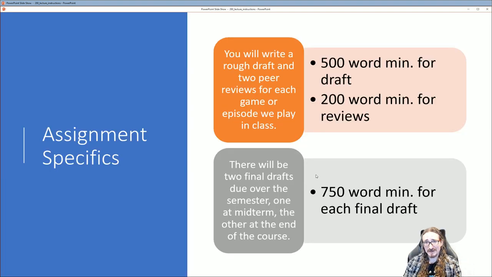The specifics of the assignments. As I said, every time you play one of these games or episodes, you'll do a rough draft. By rough, I mean try to make it grammatically correct and coherent, but I'm not really going to be in there trying to copy edit these things. I'm looking mainly for that you put the thought into this, that you've done the reflection, that you played the game in question. I'm looking for about 500 words minimum for these drafts. And you'll step through and address the stuff we talked about just then.